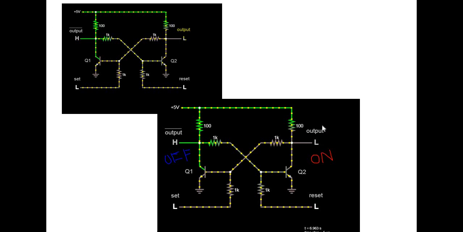Initially output is low. Why? Because Q2 is on. We are operating Q2 in saturation mode, right? If Q2 is on, because of the feedback, on means output is low, means 0. The same 0 will appear here, which is nothing but less than 0.7. That's why Q1 will be off, right? See the initial position, output is low.